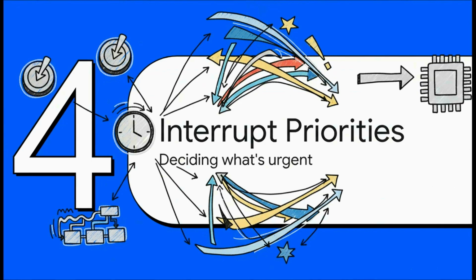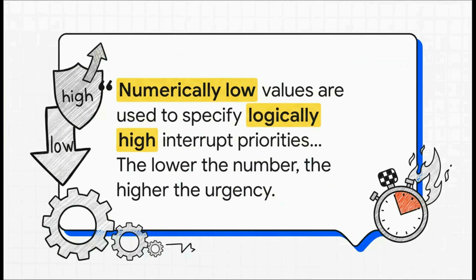And that brings us to the most important job of the NVIC, managing priorities. I mean, in any real system, you're going to have tons of things trying to get the CPU's attention at once. A button press, a timer overflowing, data coming in from a sensor. The NVIC has to be the traffic cop that decides who gets to go first when they all happen at the same time.